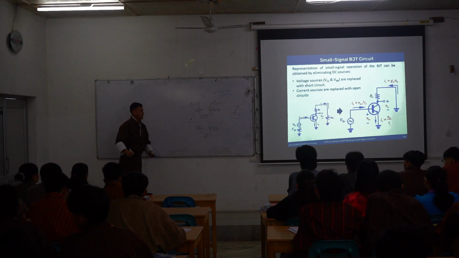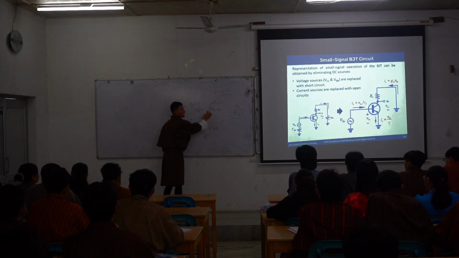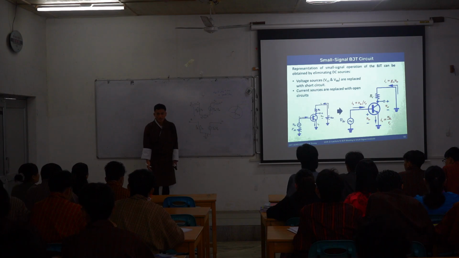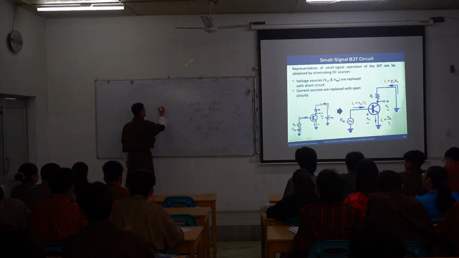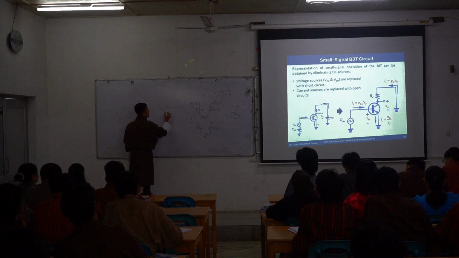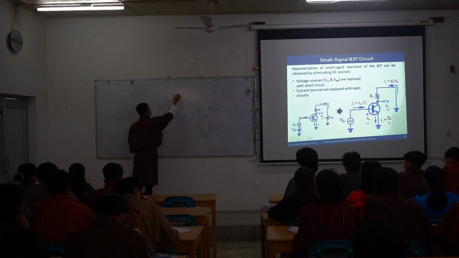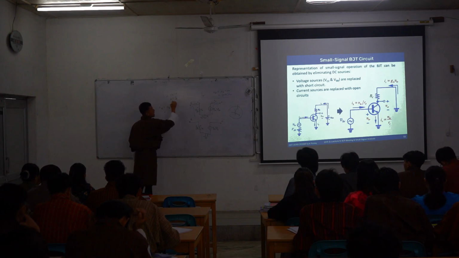Yes, plus GM VBE. Why plus GM VBE? This is the current source itself, right? IE is equal to IB plus IC, right? So how do you calculate current? V is equal to IR, right? So you calculate I is equal to V by R.